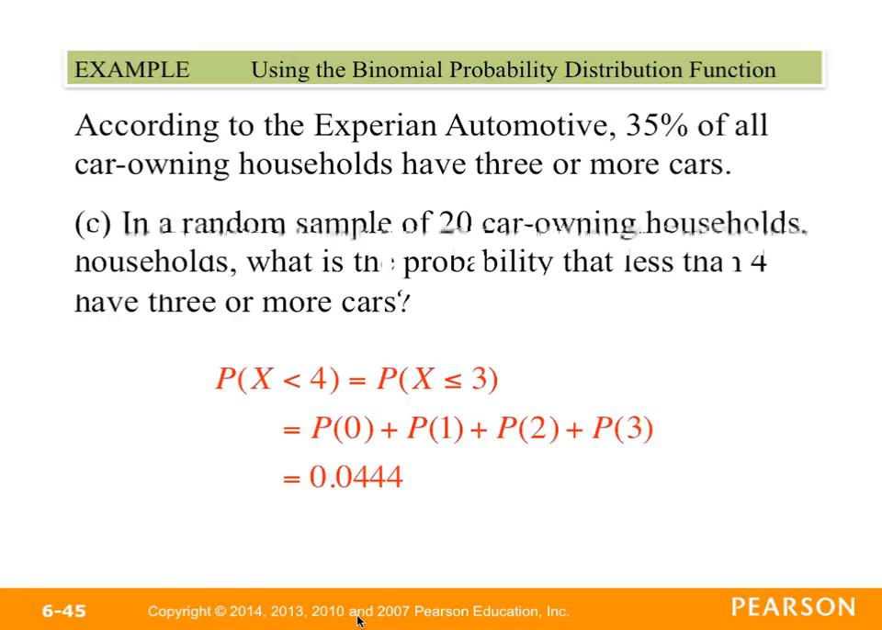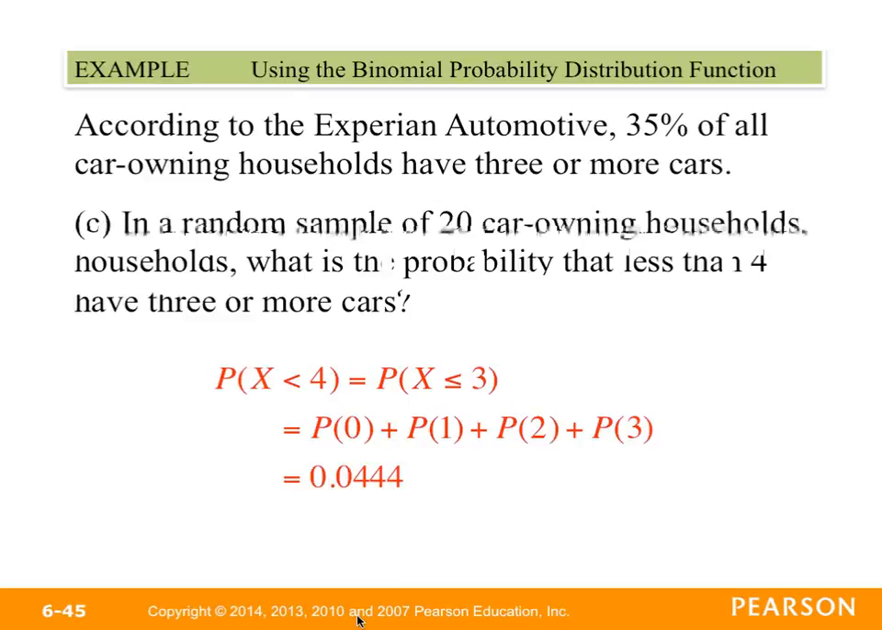All right, the last type of question that you have with this is something where you have greater than, okay? So this one says, in a random sample of 20 car-owning households, what is the probability that at least 4 have 3 or more cars? So if you think about at least 4, that would mean we'd have 4, 5, 6, 7, 8, 9, 10, 11, 12, all the way up to 20, okay? So that's what we want to have happen.